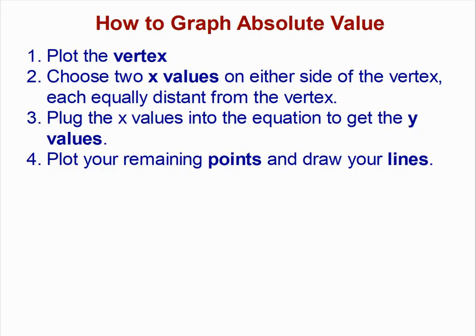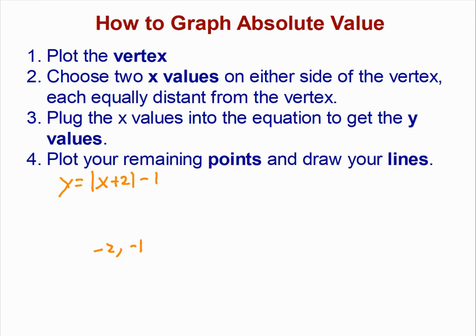So how do I make one of these graphs? To graph absolute value, there are 4 steps. The first step is you plot your vertex, plot your middle point. Then you choose 2 x values from either side of the vertex, each equally distant from the vertex. So say, for example, I had y equals absolute value of x plus 2, minus 1. Then I know my vertex is at the point (-2, -1).